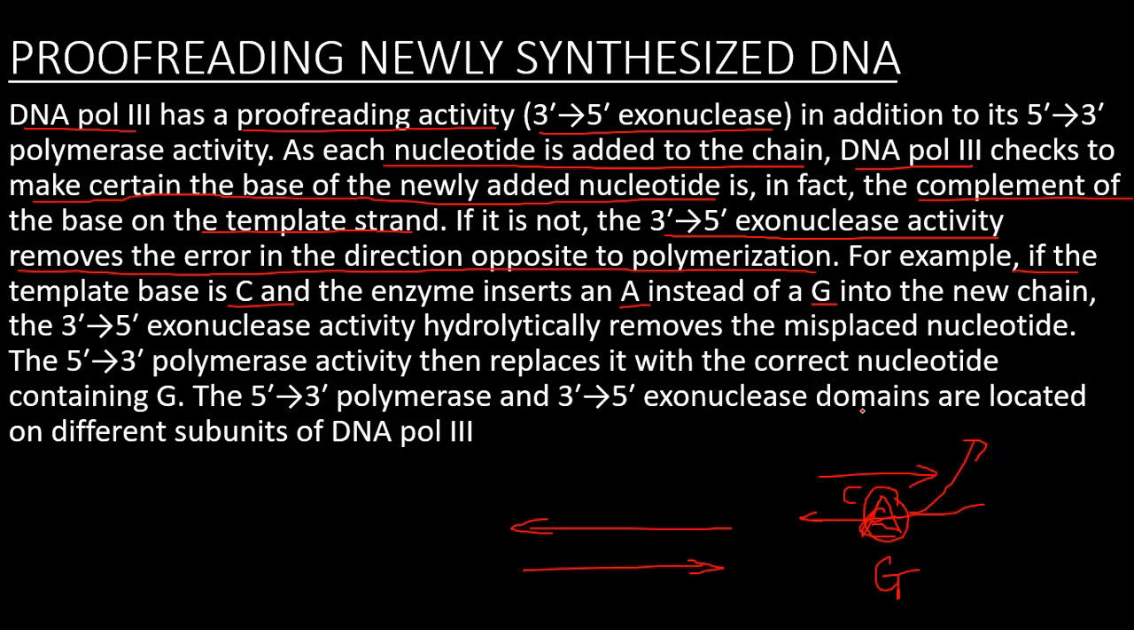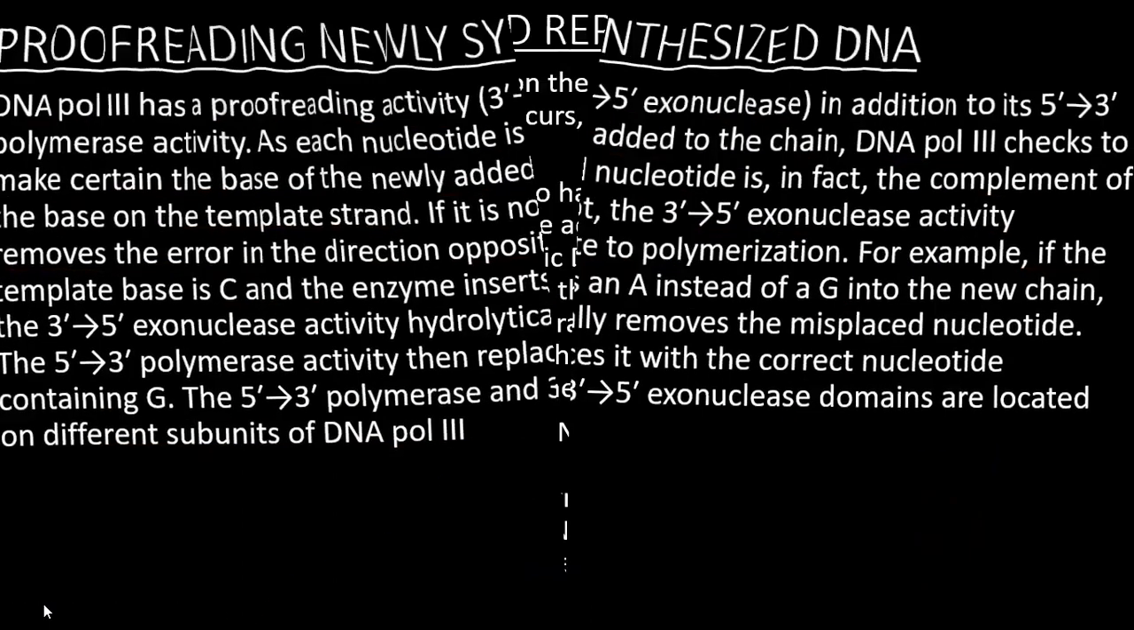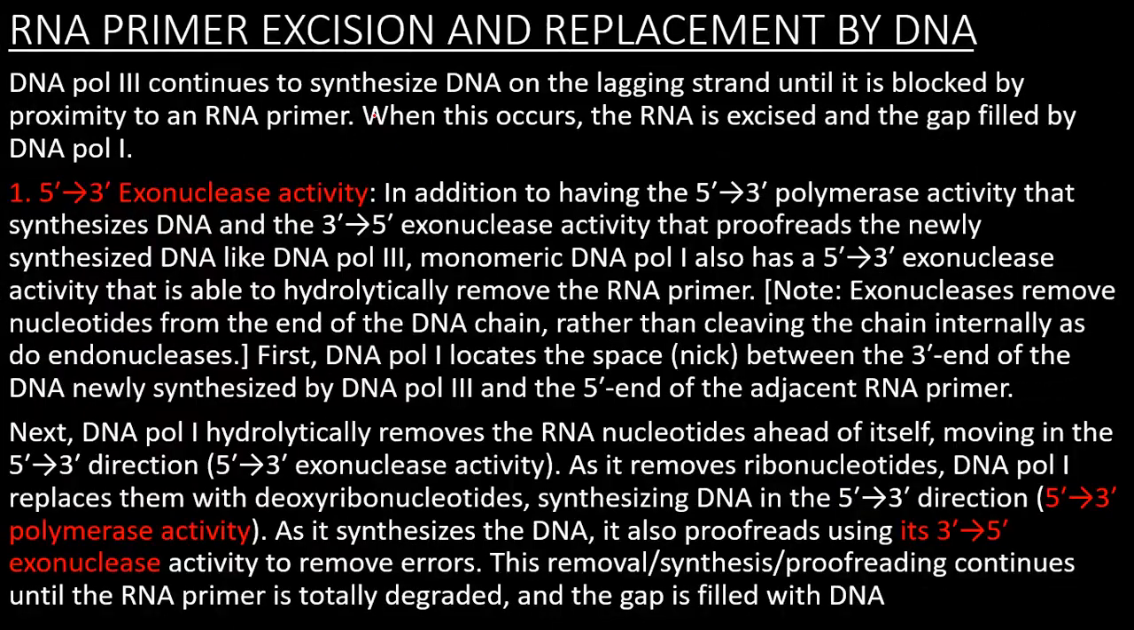And these domains, the 5' to 3' polymerase and 3' to 5' exonuclease, are located on different subunits of the enzyme. Now, RNA primer excision and replacement by DNA. After forming these primers and after elongation, you need to remove them. They are usually removed by DNA polymerase 1, which has a 5' to 3' exonuclease activity.